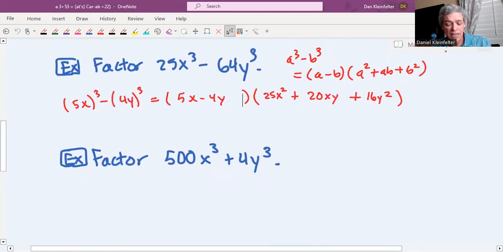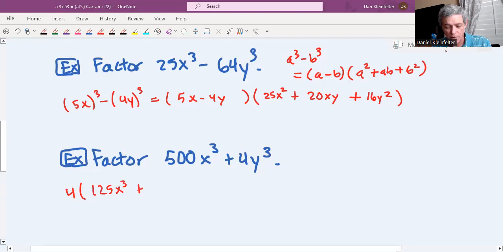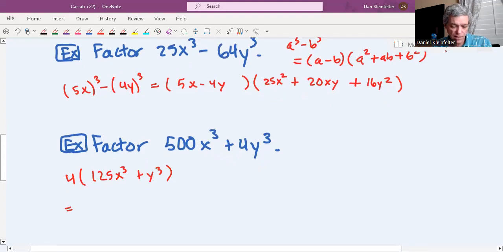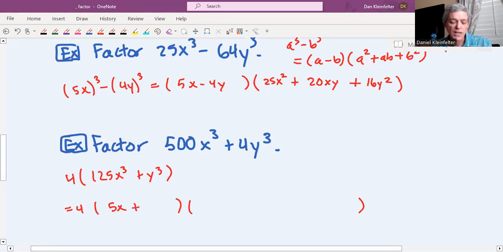In this one, what's interesting is we have a common factor of 4 that we're going to pull out first. So we have 4 times 125x cubed plus y cubed. So our 4 will still be here. We'll have a binomial times a trinomial. 125x cubed, that's 5x in the binomial spot. y cubed will stay y.